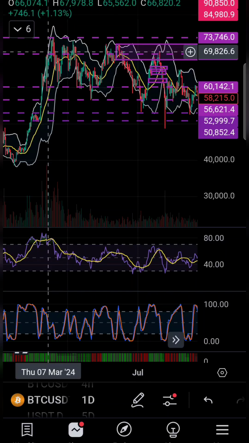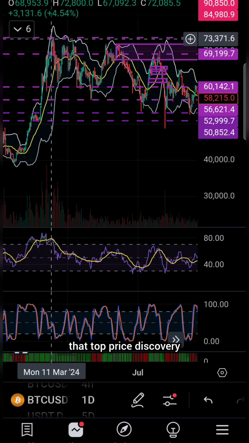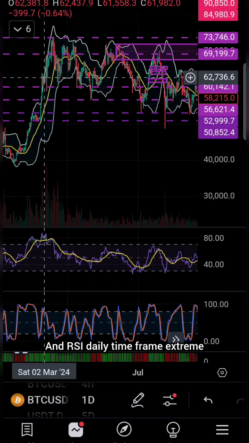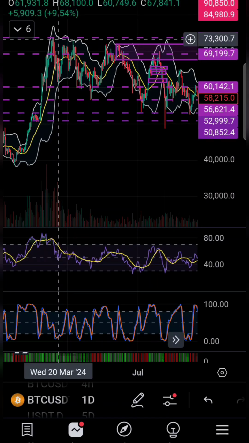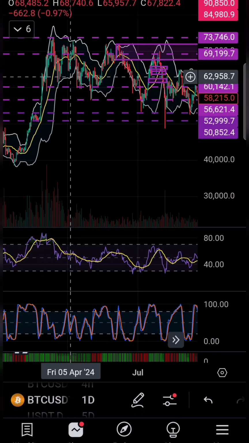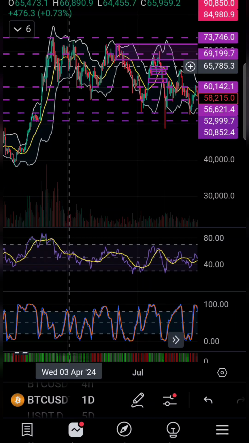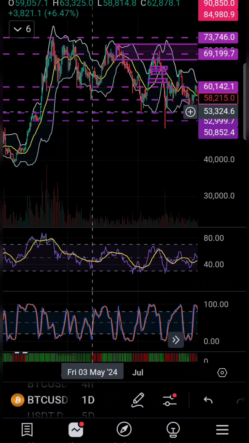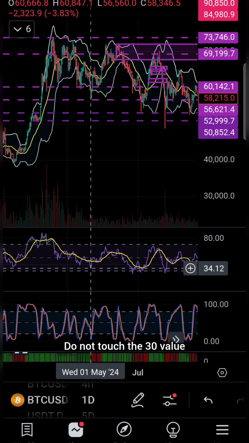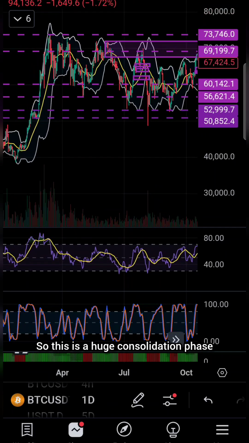So this is March 24. This is when Bitcoin hit that top price discovery, and RSI daily time frame, extreme overbought. You can actually see, just follow my cursor, when the RSI went into a downtrend. It's in consolidation, but we're still in a downtrend. The RSI did not touch the 30 value and go into oversold. Let's scroll. So this is a huge consolidation phase.